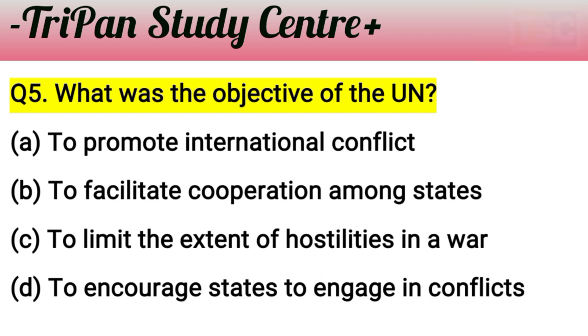First option, to promote international conflict. That's nothing here. And B, to facilitate cooperation among the states, is the answer. But C, to limit the extent of hostility in a war, is not right. And D, to encourage the states to engage in conflict, is nothing here. B is the right answer: to facilitate cooperation among states. That's important here. And let's see the next question.